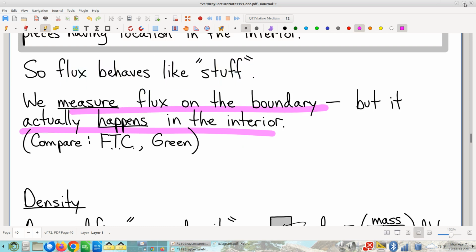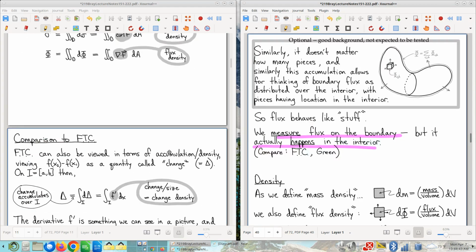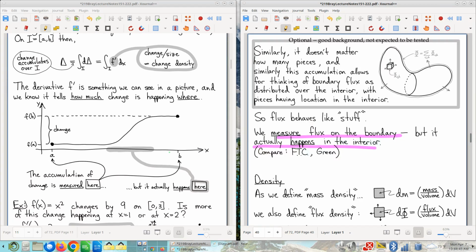So we talked about this idea before, and it's a little bit weird to think about, but let's go back to this little discussion on the left that we had a while ago about the fundamental theorem of calculus. Weird take on the fundamental theorem of calculus. But what this take does for us is it completely demystifies this idea of, if you have an expression computed on the boundary, can it actually be happening in the interior? Well, of course it can.